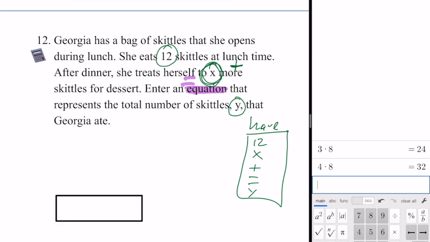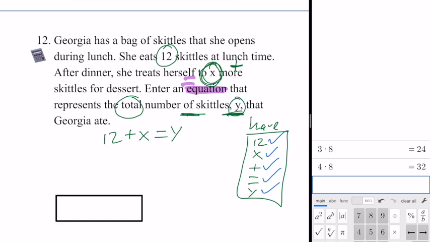So let's see if I can piece this together going just in order. Georgia started with 12. Then she had dinner, and after dinner, she added X amounts. Enter the equation that represents the total. So if I have 12 plus X, that gives me a total of Y, a total of her Skittles. So let's check if I used everything. Did I use a 12? Yes. Did I use the X? Yes. Did I use a plus? Yes. Did I use an equal sign? Yes. Did I use a Y? Yes.